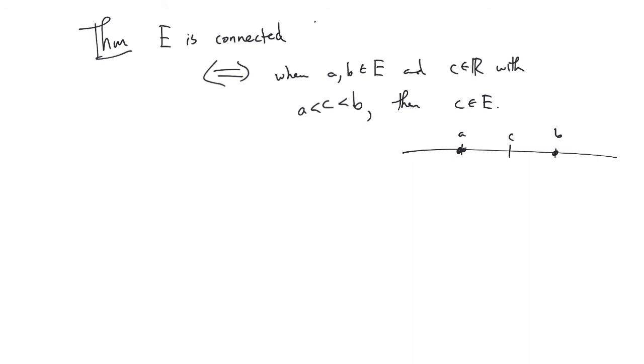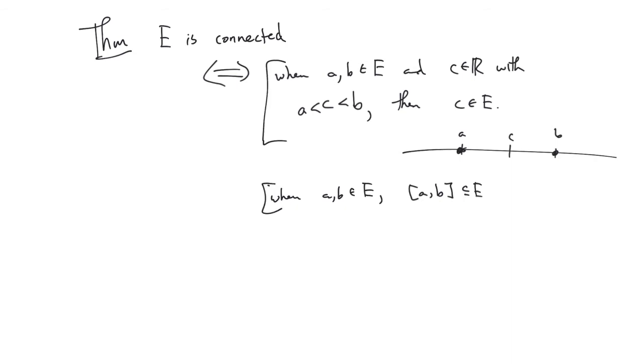That's another way of thinking about it: the set is in one big chunk. It includes all the in-between points, in between any two points. Another way of saying that is, when A and B are in the set, the closed interval A to B is a subset.